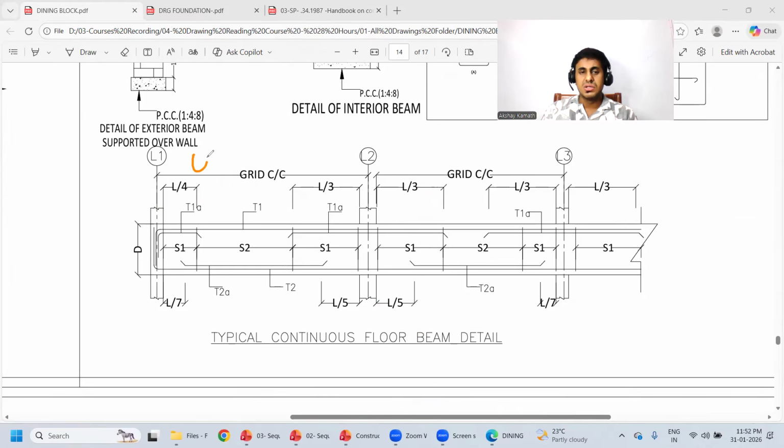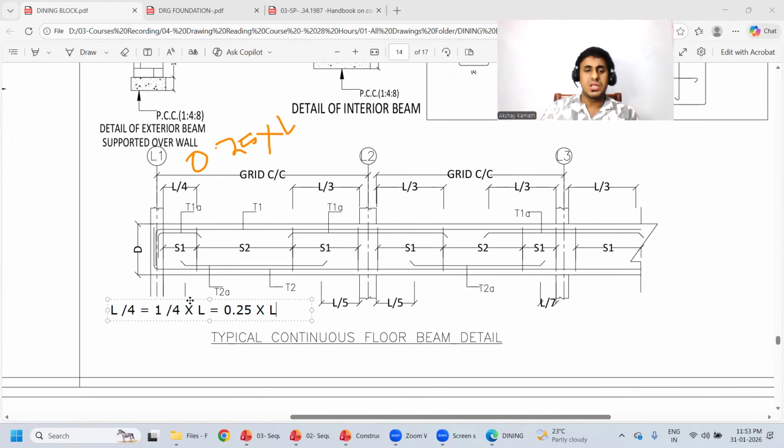You might have seen that. Instead of L/4, they will write it as 0.25 into L. Few people write that. It's one and the same. Why is it one and the same? What is L/4? Can I write it as 1/4 into L? Exactly. So 1/4 means 0.25 into L.